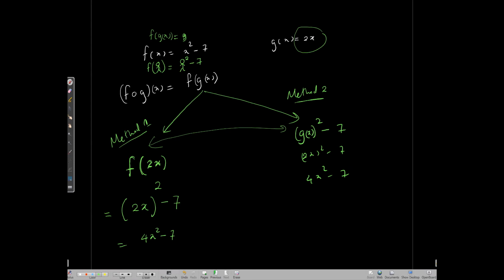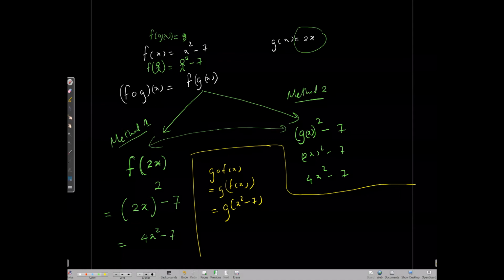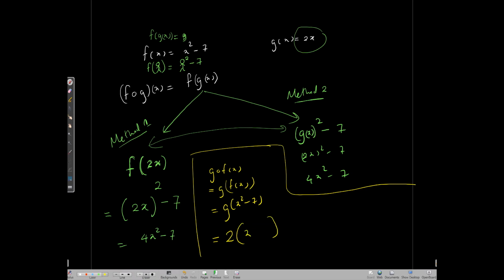Now how about the other way around? Let's do g circle f using any technique. This is g of f of x. f of x, you know, is x squared minus 7, and g of x is 2x, so the form of g is 2 times whatever you put in. In this case you are putting in x squared minus 7, so you get 2x squared minus 14.